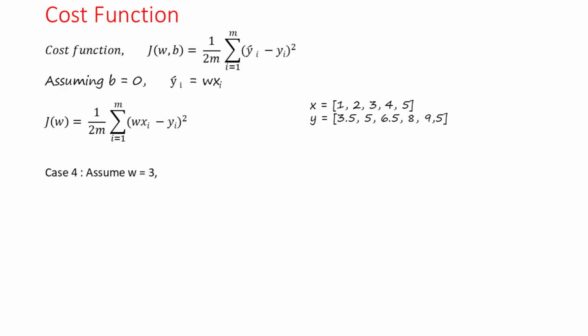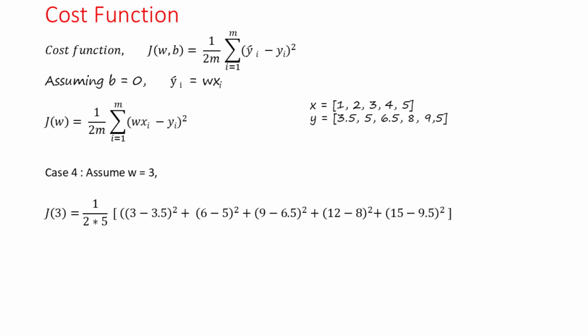Case 4. W equal to 3. So J of 3 is equal to 1 by 2 times 5. 3 minus 3.5 squared plus 3 times 2 is 6 minus 5 squared plus 3 times 3 is 9 minus 6.5 squared plus 3 times 4 is 12 minus 8 squared plus 3 times 5 is 15 minus 9.5 squared. That is 5.975. Suddenly, J of 3 shoots up. Our model changed its path and started making wild predictions.